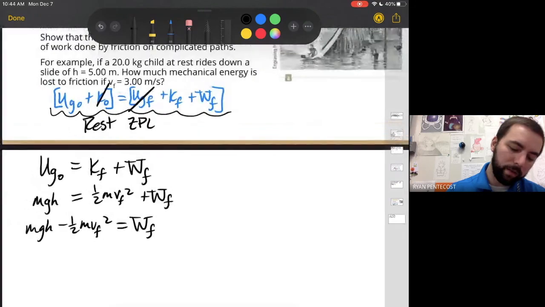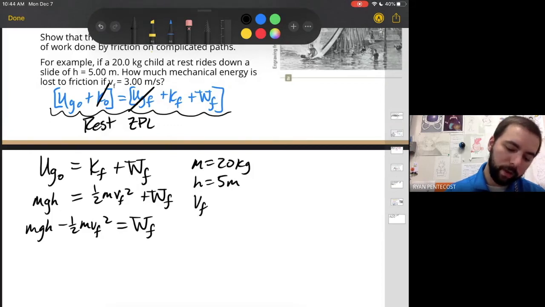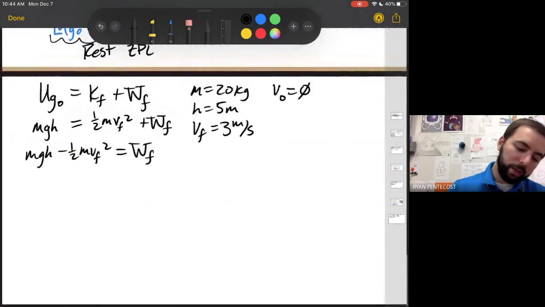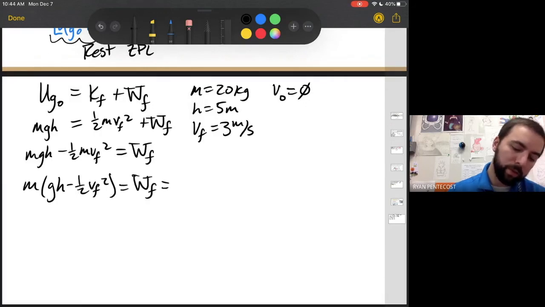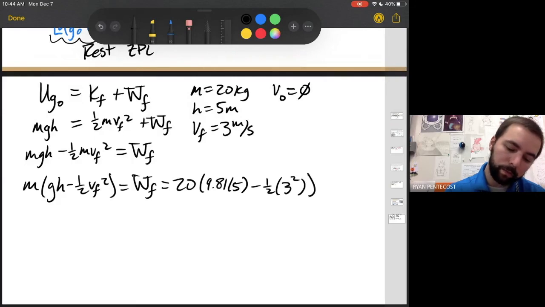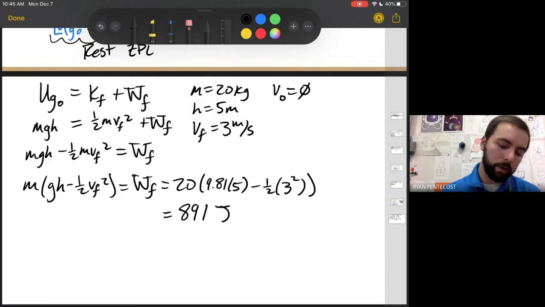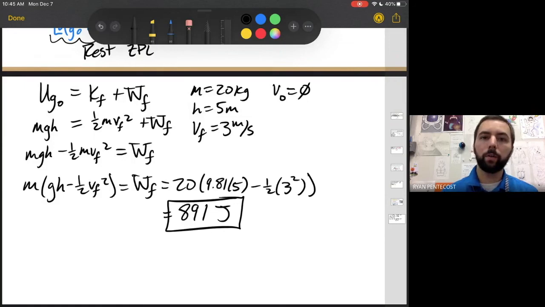Let's see, what are our givens? We have m equals 20 kilograms, h is 5 meters, v final is 3 meters per second. We already mentioned v naught is 0. We have everything we need, so let's plug this in. I'll actually make this more simple. I'll do m times (gh minus 1/2 v final squared) equals work of friction. Simplify that a little bit. So we've got 20 times (9.81 times 5 minus 1/2 times 3 squared), and what you get is 891 joules. So we can calculate how much work friction was doing against the child, right? It's taking out 891 joules of energy as the child goes down the slide.